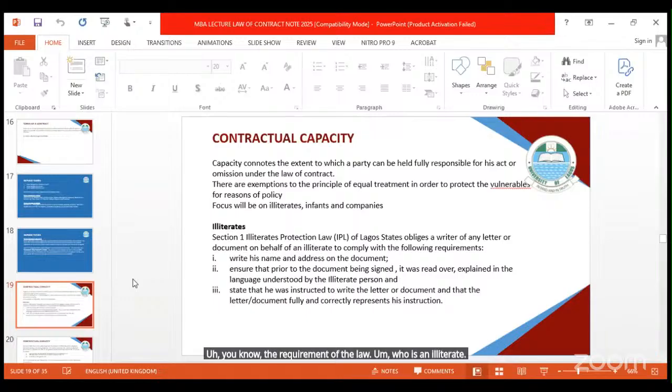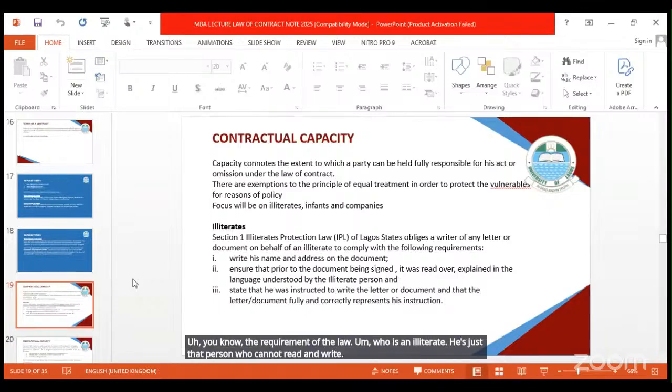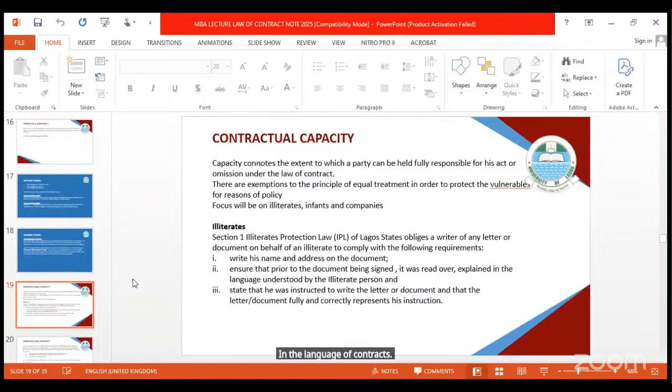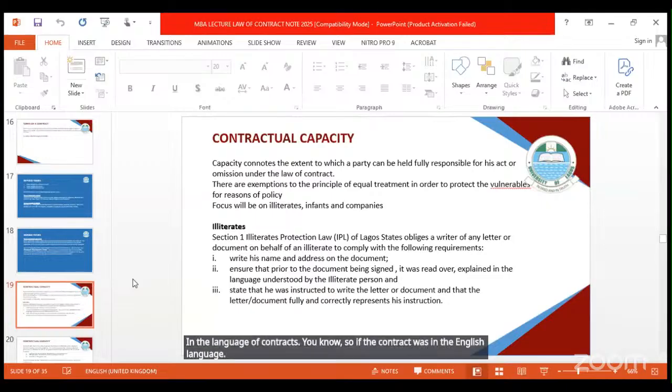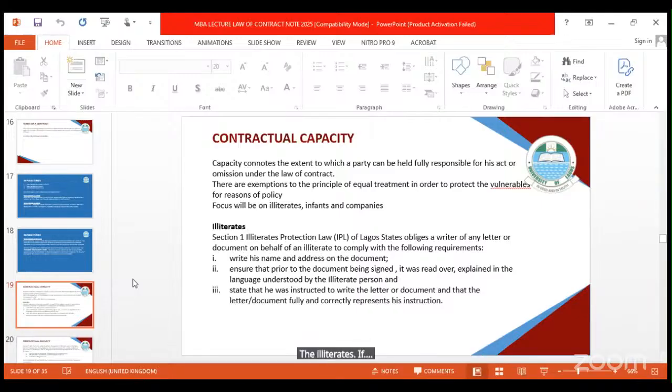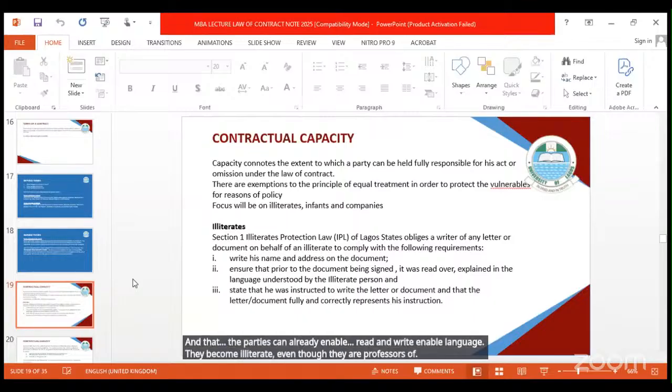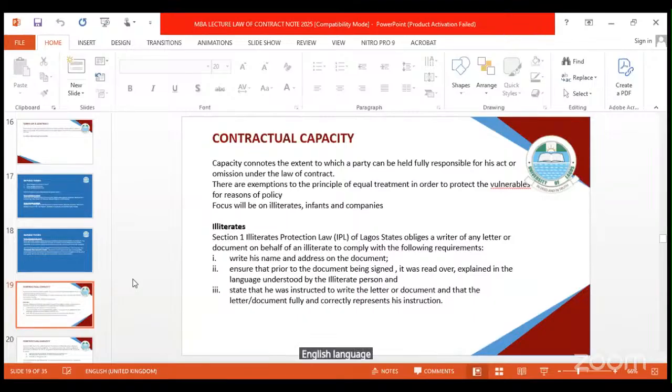It's just that person who cannot read and write in the language of contract. So if the contract is in the English language and those parties don't read and write in the English language, then they're illiterate. If the contract is in Igbo language and the parties cannot read and write in Igbo language, they become illiterate, even though they are professors of English language. The same thing with Yoruba and Hausa and Tiv and the rest.